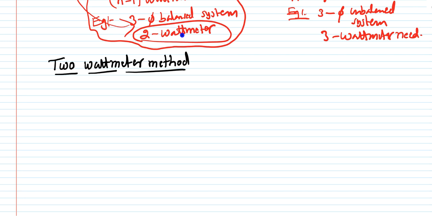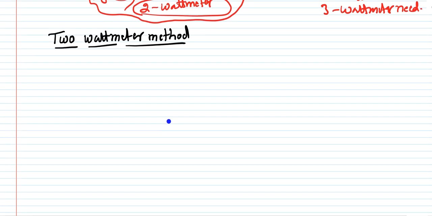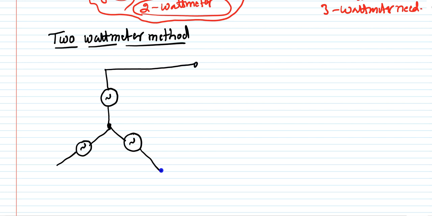I will consider first the generator point here. I have a star connected generator. Let us consider a star connected generator. So this is my star connected generator, and these are the lines I'm going to show here. This is the generator side I'm showing here.